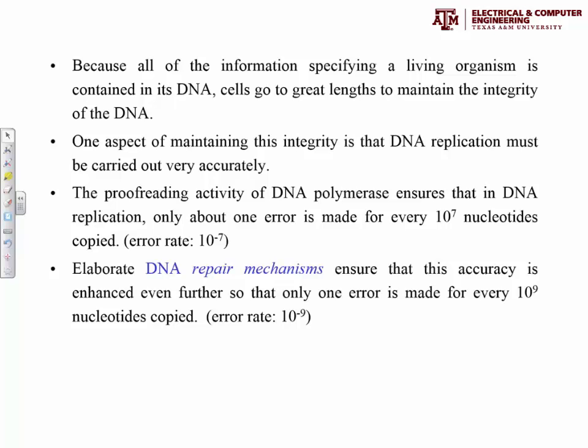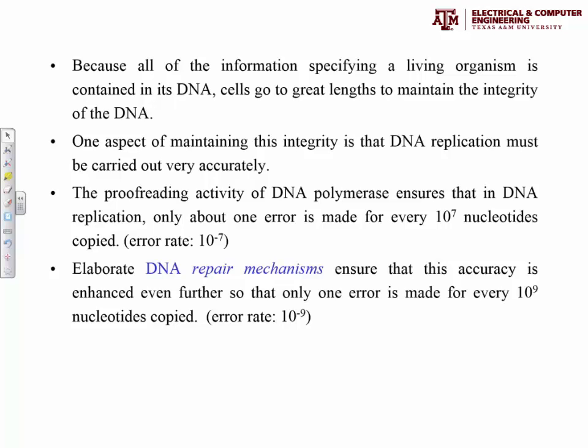But what is important for us is to know that because all of the information that specifies the living organism is contained in its DNA, cells will go to great lengths to maintain the integrity of the DNA, right? You do not want changes in the DNA. If your DNA changes too fast, then you're in trouble. You're not going to be able to function properly. So one aspect of maintaining this integrity is that DNA replication must be carried out very, very accurately.